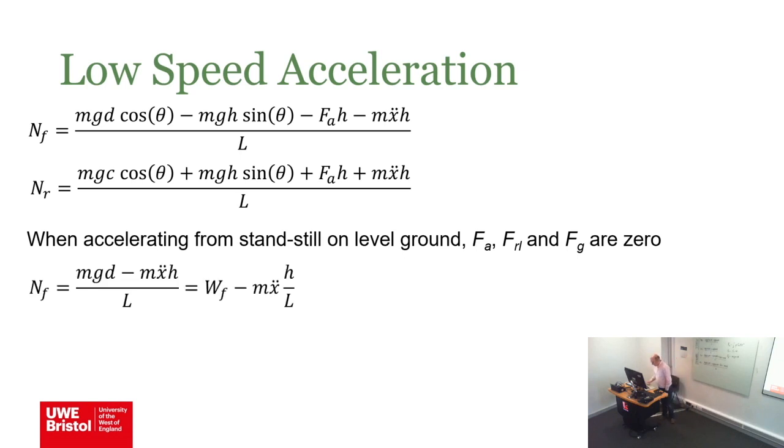And so, like I said, cosine of 0 is 1, so mgd and mgc you've still got, okay, plus the acceleration or minus the acceleration. So on the front, you've got the weight of the front, which is mgd upon L, okay, plus the acceleration, well, minus the acceleration, x double dot h, okay. And obviously on the back, you've got the same thing, but you've got plus.